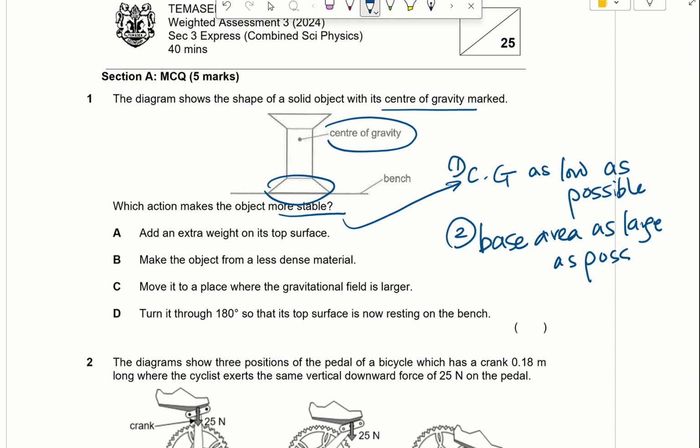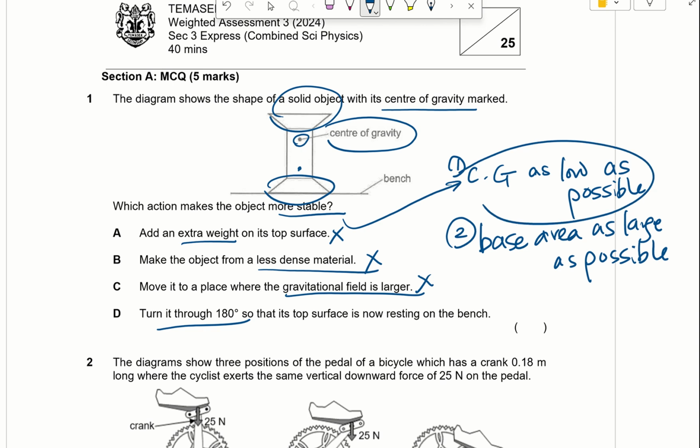Okay, so if I were to look at option A, they say add an extra weight on its top surface, which means it will actually raise the center of gravity. So it's not what we want, because we want it to be more stable. Make the object from a less dense material, but the center of gravity will still be high up here, right? So it is not. Move it to a place where the gravitational field is larger. It is not as well. So turn it through 180 degrees. When I turn it through 180 degrees, the center of gravity will be here. So this is one of the ways, make the CG as low as possible. So answer is D. Okay, question 2.